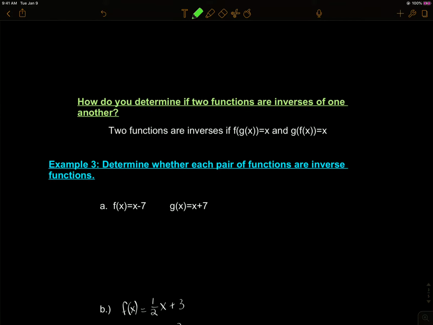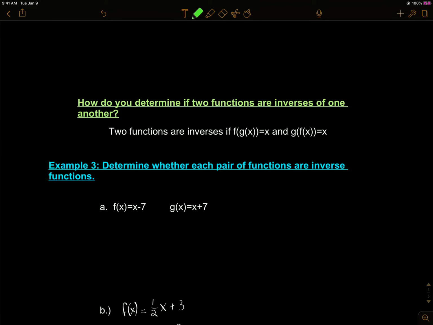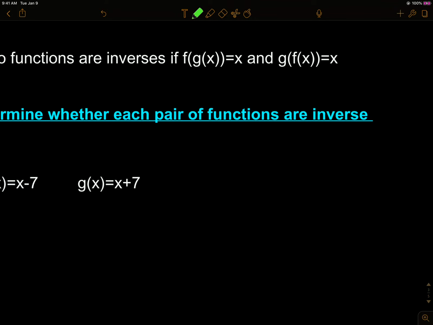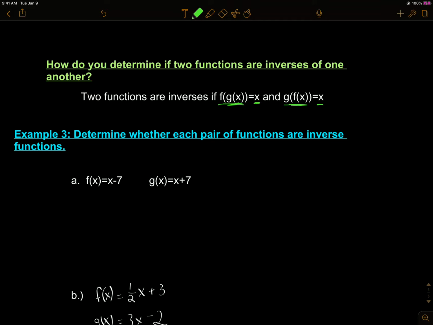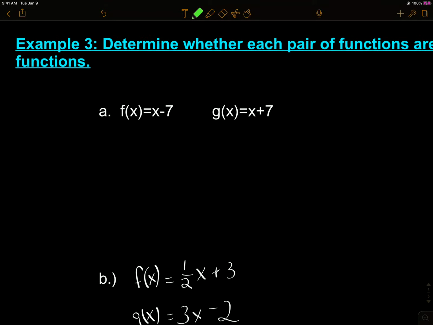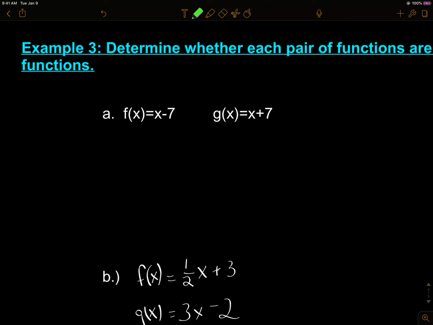All right, how do you determine if two functions are inverses of one another? If you want to see if they're inverses, you have to do the composition and see that you get back what you started with. And you have to do it in both directions. You have to show that one undoes the other and the other one undoes the other one. So if we look at f of x and g of x here, if I do f of g of x, I want to show that when my input is x, and when I do the composition, I end up getting back to just x.